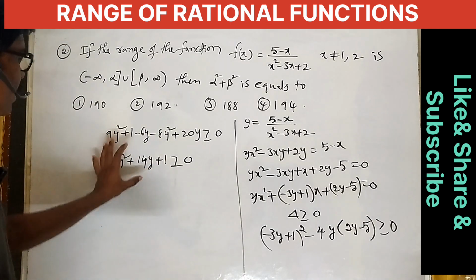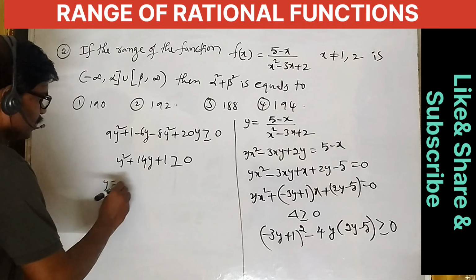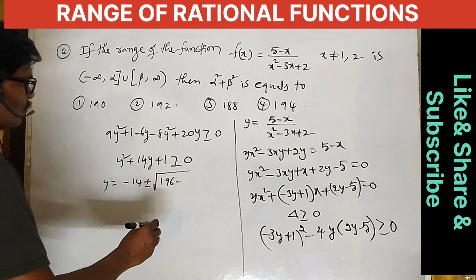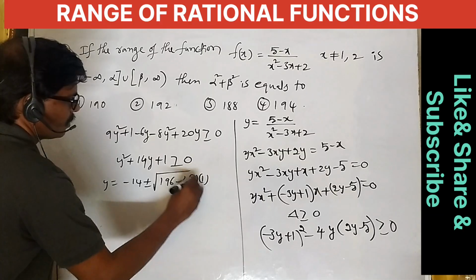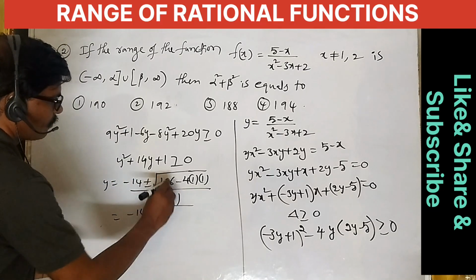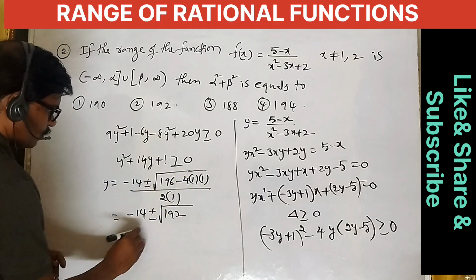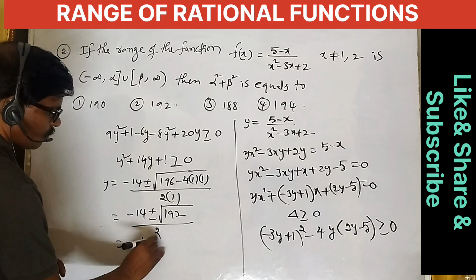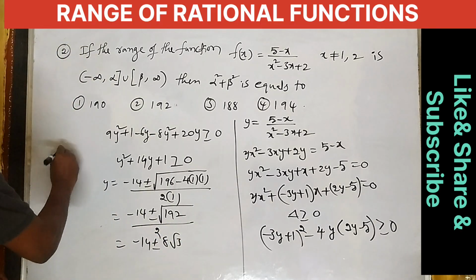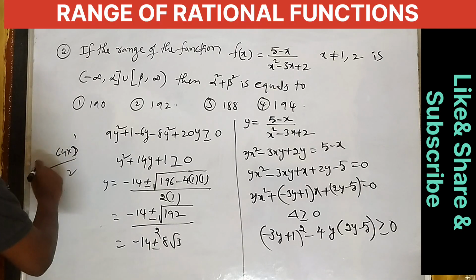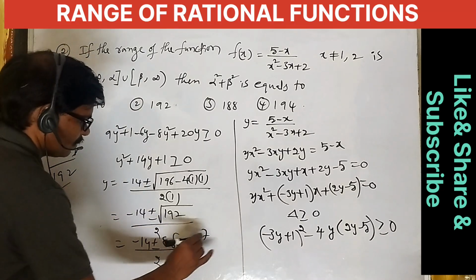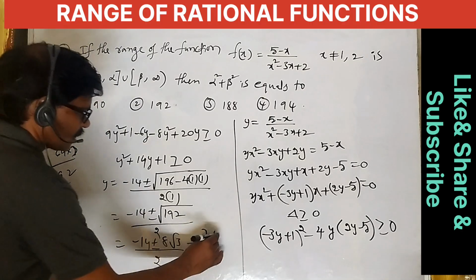Okay, for the roots, use the direct method: y = (−b ± √(b² − 4ac))/2a. b² = 196, and 4ac = 4 · 1 · 1 = 4. So y = (−14 ± √192)/2. √192 = 8√3, since 8² = 64 and 64 · 3 = 192. So y = (−14 ± 8√3)/2, and cancelling, y = −7 ± 4√3.